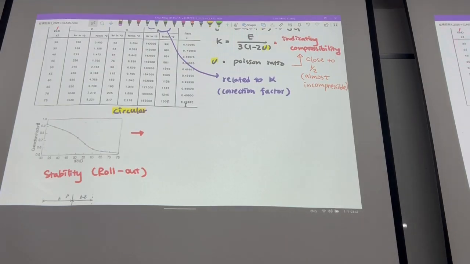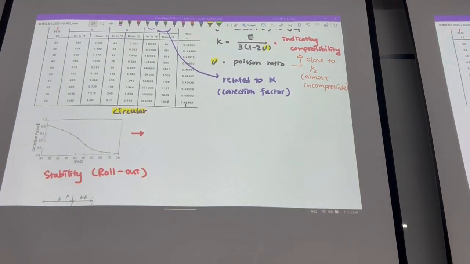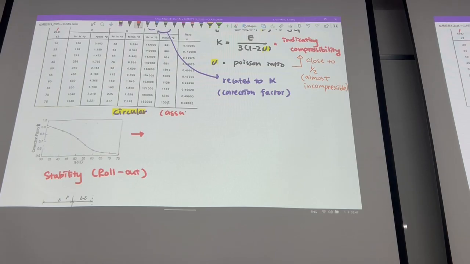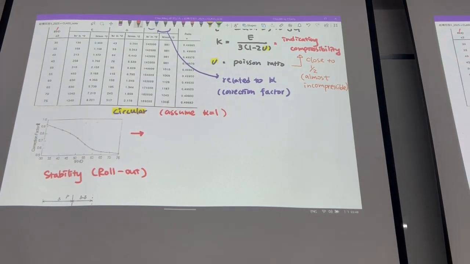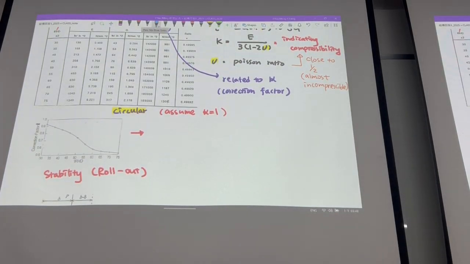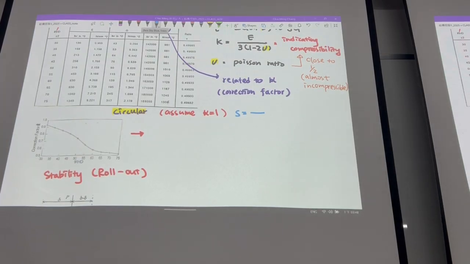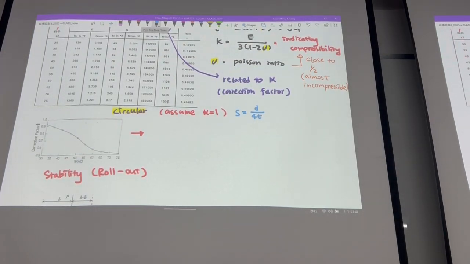Second, if we consider a circular surface, like the isolation bearing at the top, and also let's say we assume your kappa is 1. Okay. So due to that round shape, the shape factor S is equal to D divided by 4 times T.